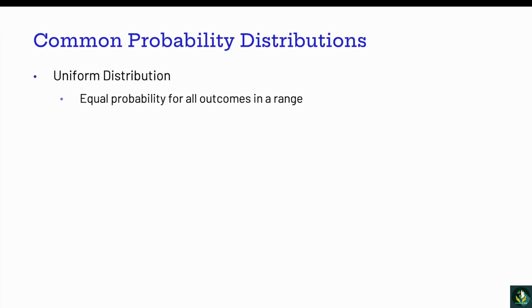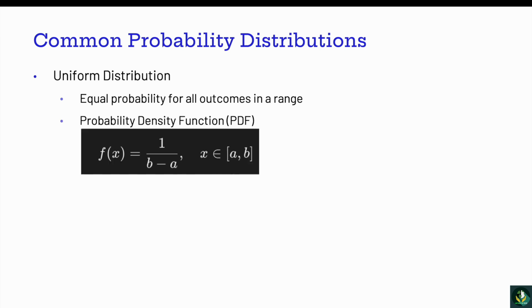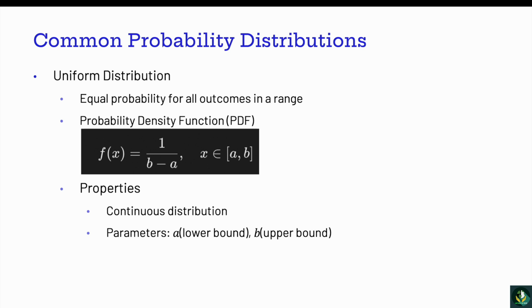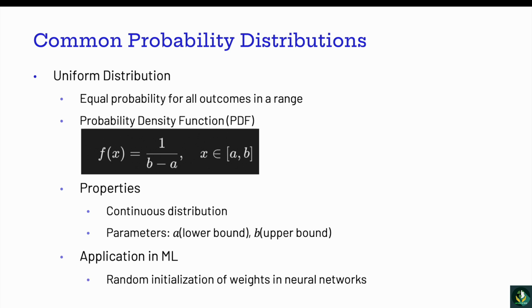Next, let's look at uniform distribution. This is equal probability for all outcomes in a range. The PDF, or probability density function, is defined as f(x) = 1 upon b minus a, where x is part of a to b. Properties include continuous distribution, and parameters are a, which is the lower bound, and b, which is the upper bound. Applications in ML include random initialization of weights in neural networks.